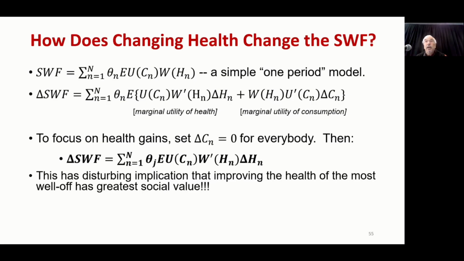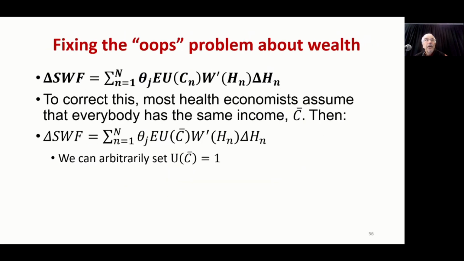And unfortunately, this has this disturbing conclusion that it's more valuable to improve the health of people who are wealthy, because you see the utility of C is higher for wealthier persons, and the social welfare function says, oh, we're going to add them up and we're going to give higher weight to improving the health of people that are wealthier. That's a real problem.